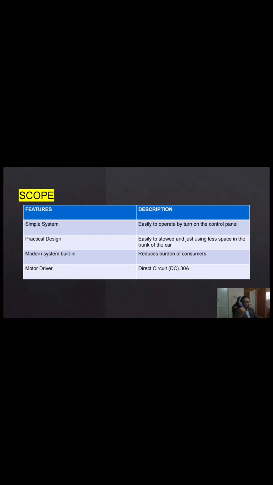Second, practical design. It is easy to store and uses less space in the trunk of the car. We are making this device with a minimalist design, not too big, not too small, easy to bring everywhere, and it can be stored in the car using less space. The third one, modern system built in, reduces the burden on consumers.